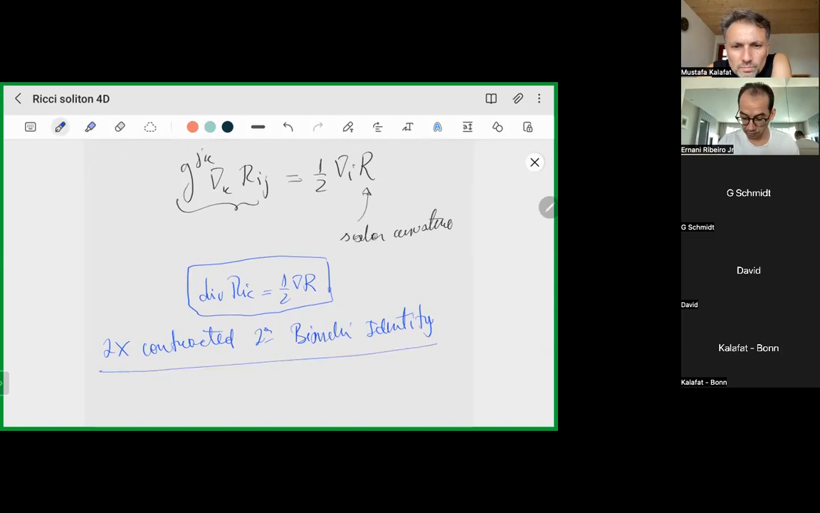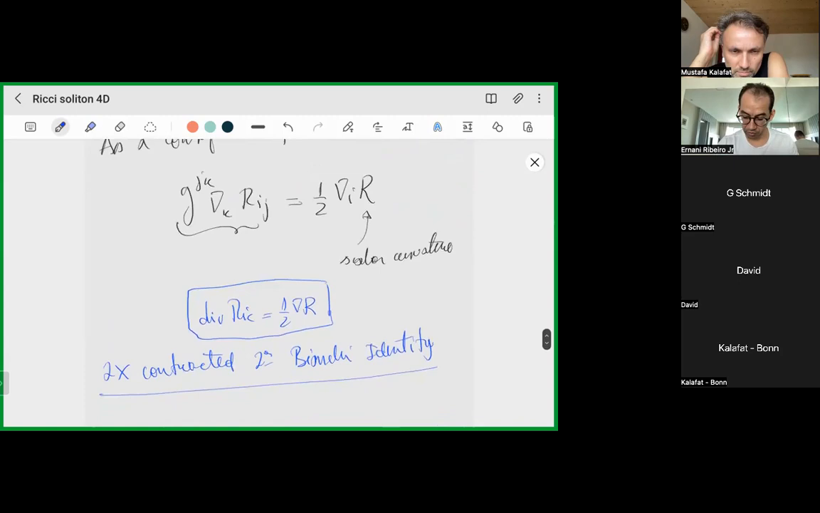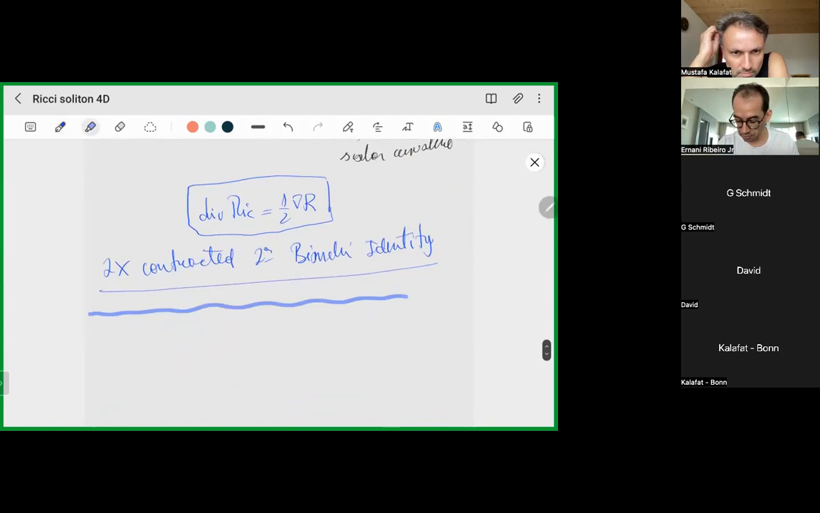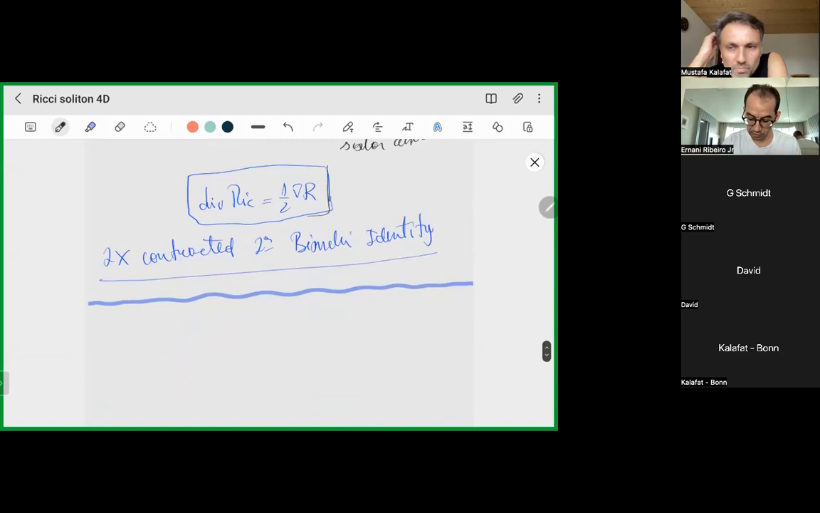So I'm using these indices j, k and ∇_k. Sometimes, the first time, it may be a little bit confusing for the first traveler in this world. But let me prove something, so it doesn't stay only at the level of ideas. Let me give an idea of the proof of this formula here, okay?